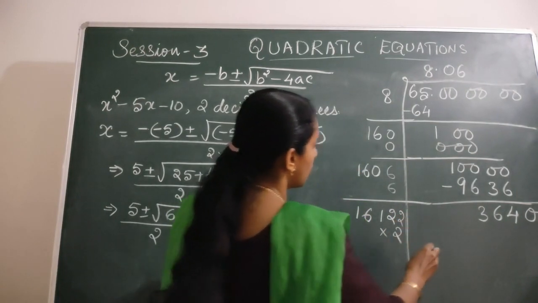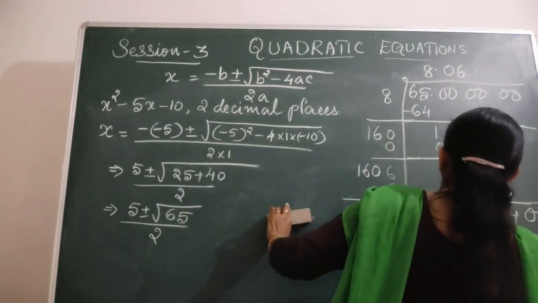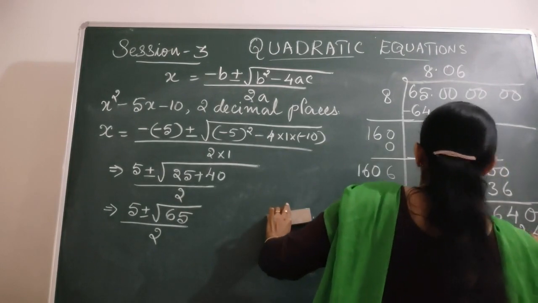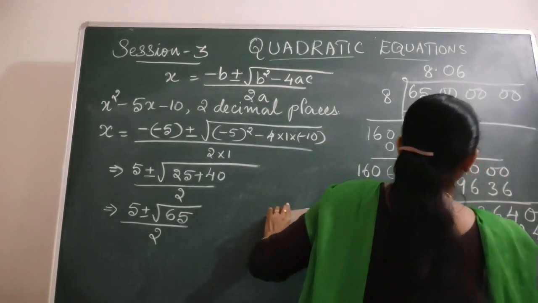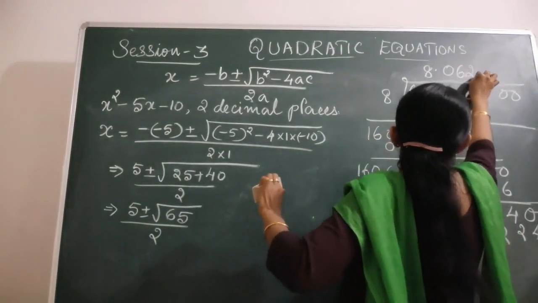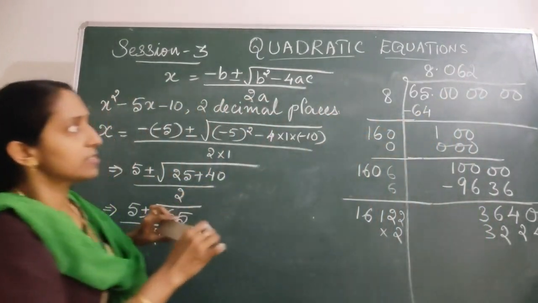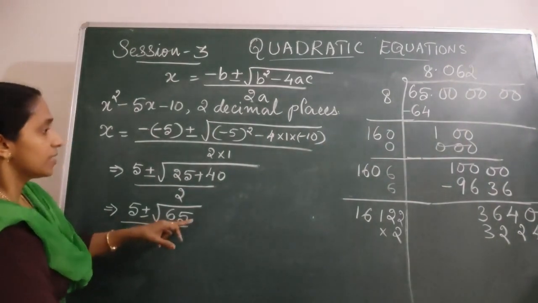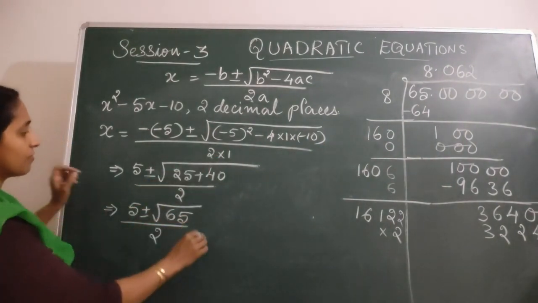Multiply with the 2. You will get 2 2s are 4. Again 4, 2, 3, 2. So 8.062. You got 8.062. So we are going to write the square root value here.